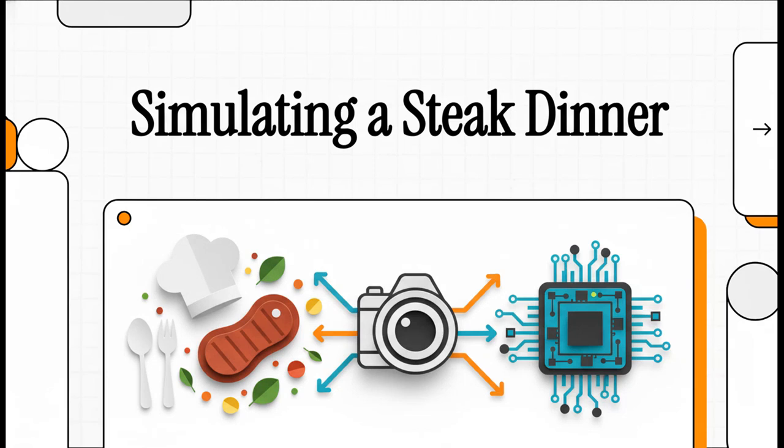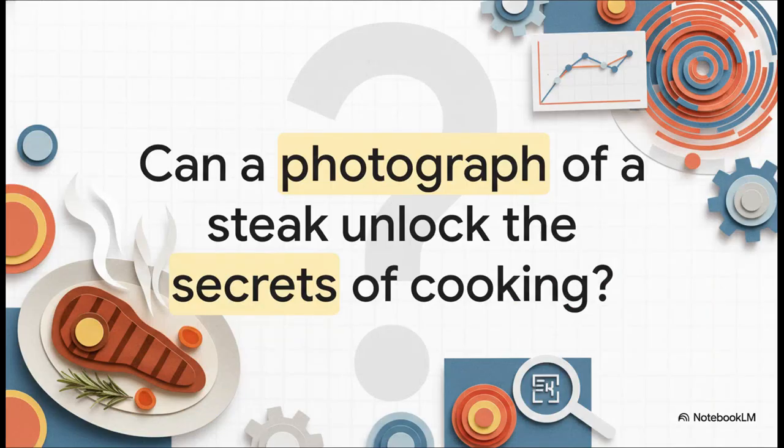Today, we're diving into something pretty wild, where gourmet cooking smacks right into artificial intelligence. Okay, so take a look at this. It's a picture of a home-cooked steak dinner. Looks pretty good, right? But what if I told you that just this one photo could unlock all the secrets of how it was cooked, like turning the picture itself into a full-blown scientific simulation?